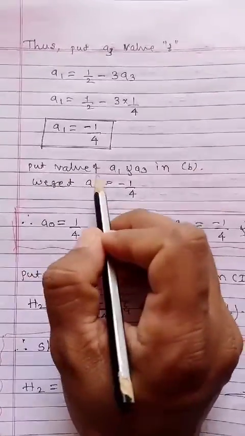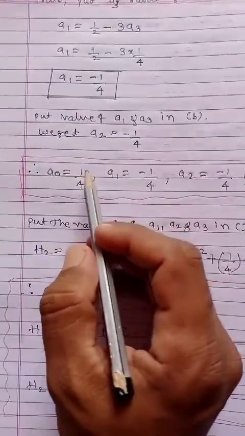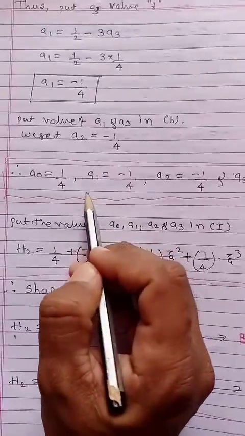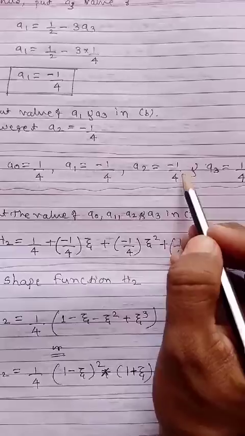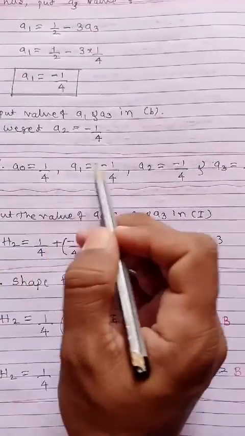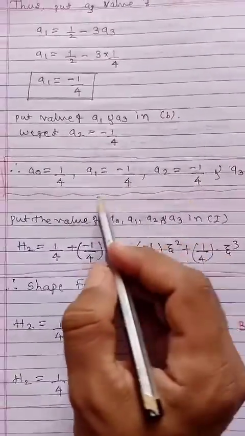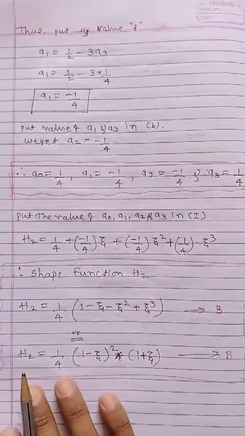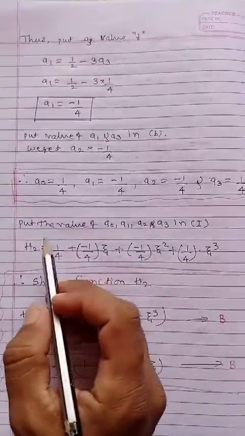So we will get the value of A2 as it is. Now directly I will write all the values that we calculated in the previous case: A0 equal to 1 by 2, A1 equal to minus 1 by 2, A2 equal to minus 1 by 4 and A3 equal to 1 by 4. Put these all four values, A0, A1, A2 and A3, in equation 1, that is the Hermite shape function 2.